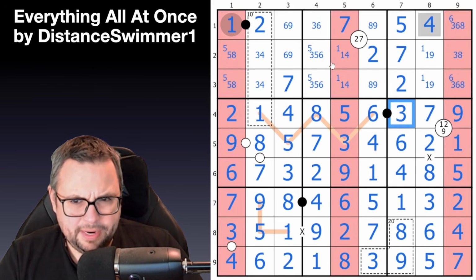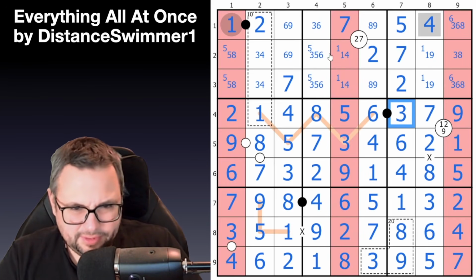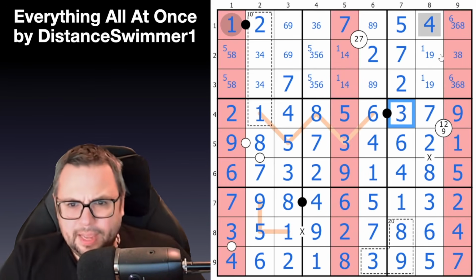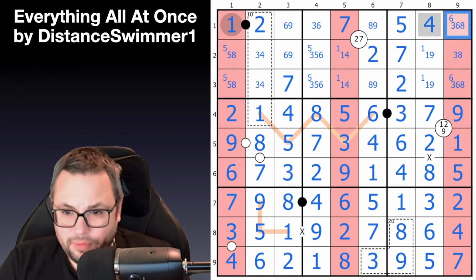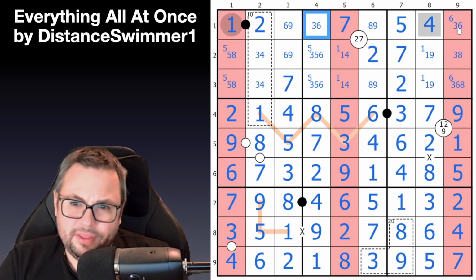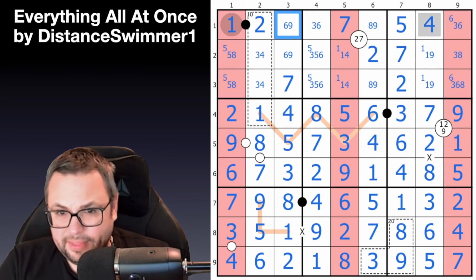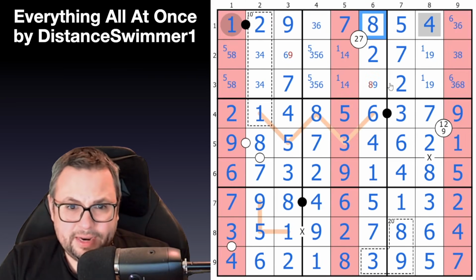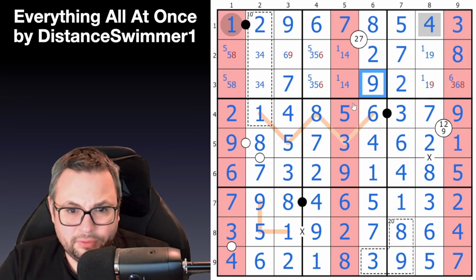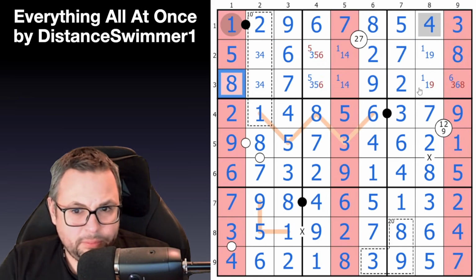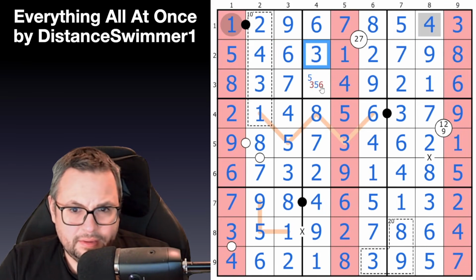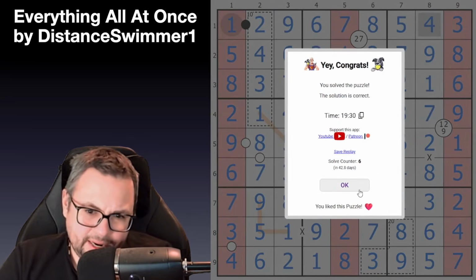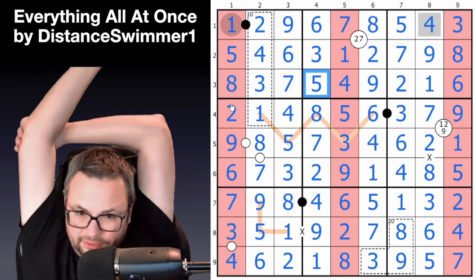Okay, what is happening now that we have pencil marked every cell in the grid? Well, this one's not an 8. How about that? Because that would put a 9 on top of the 4. So that means there's actually a 3-6 pair here, which actually just makes that a 9, which makes that an 8. But that 9 makes that a 3, and then everything sort of falls apart, I assume. And 5. Very lovely work there to Distance Swimmer.